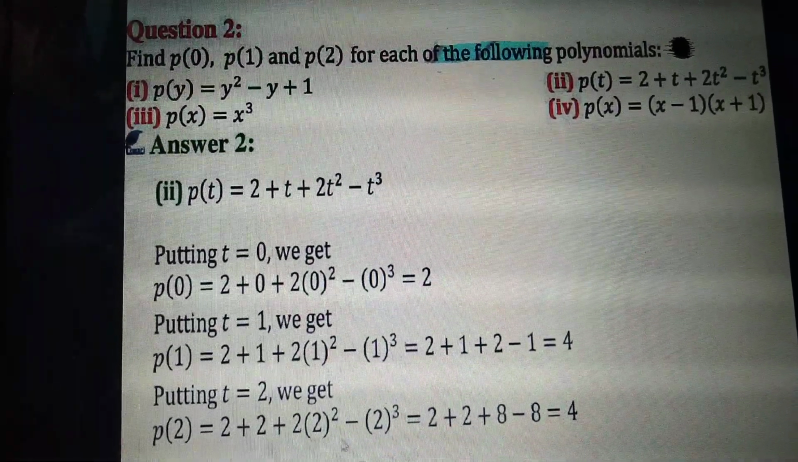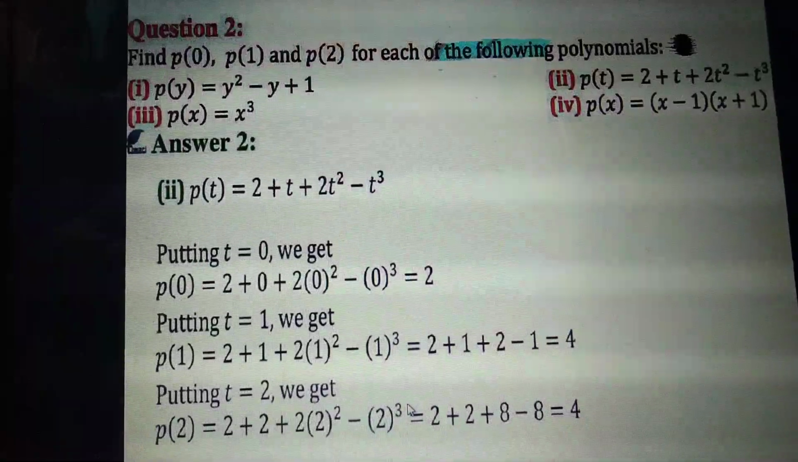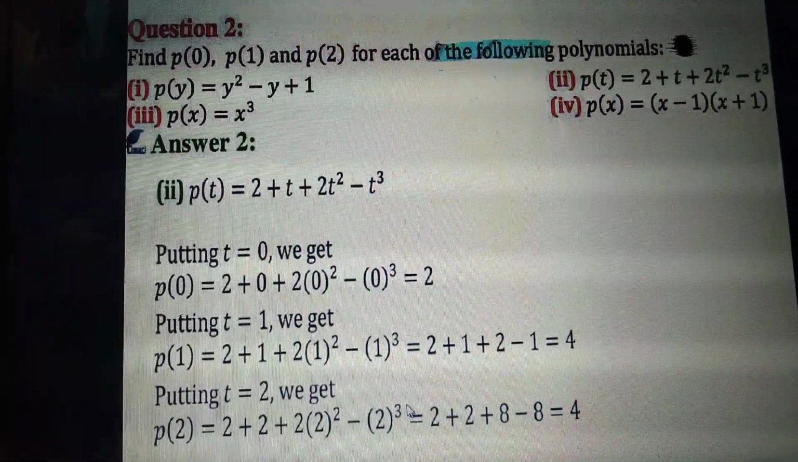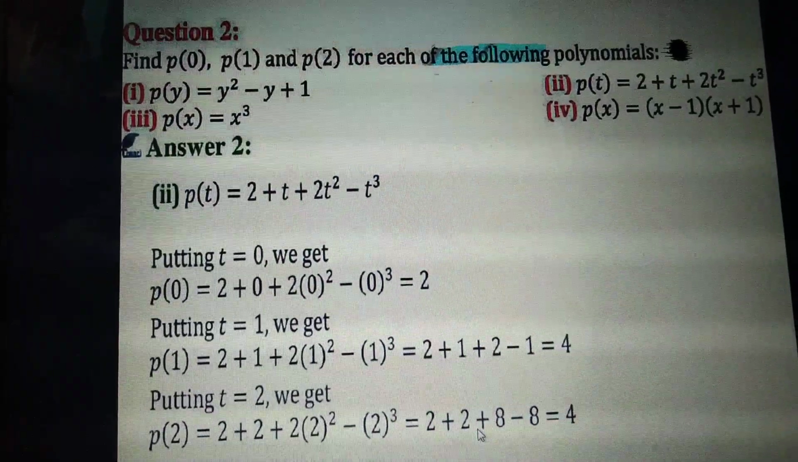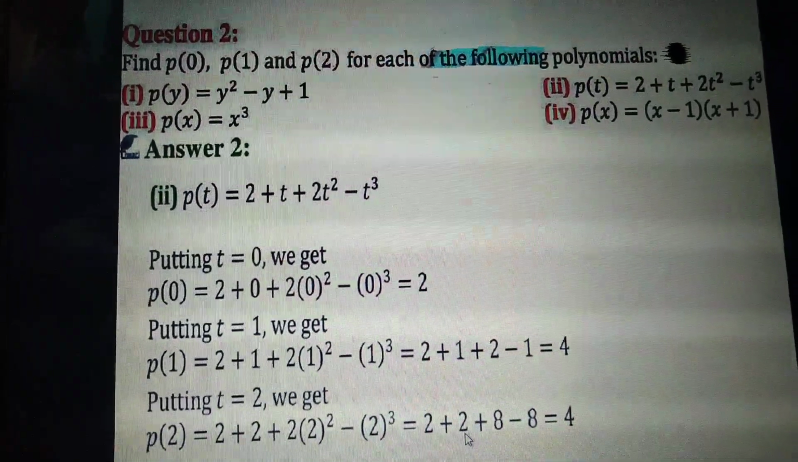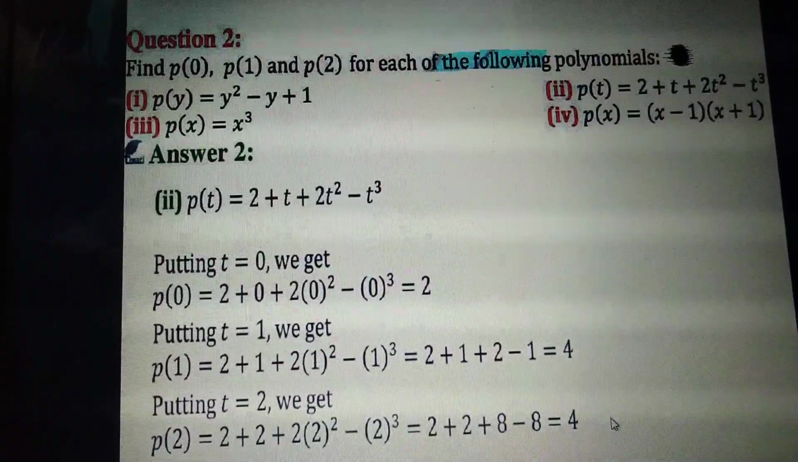4 into 2, 8 minus 2 cube. 2 into 2 into 2, that is 8. So here plus 8 minus 8 will get cancelled. So 2 plus 2, which is equal to 4.